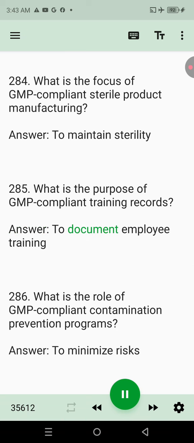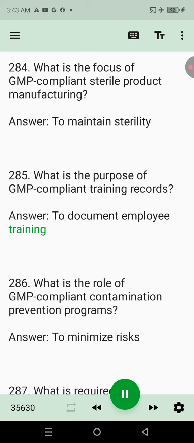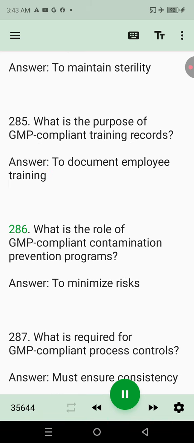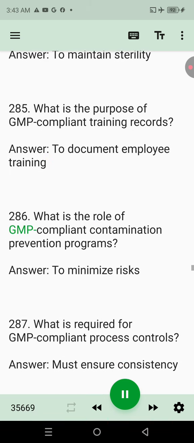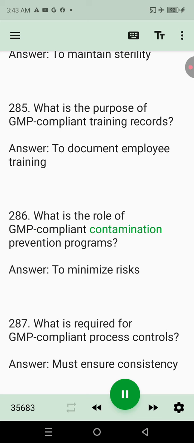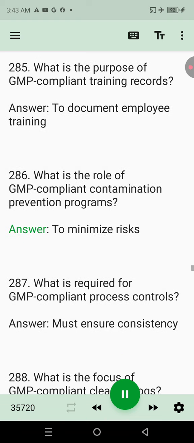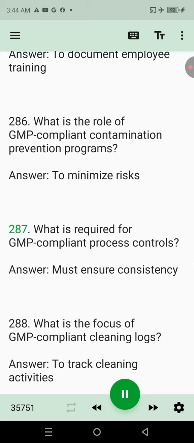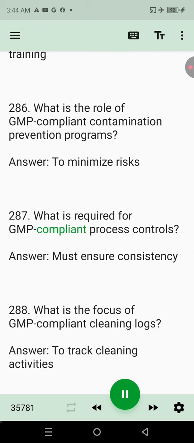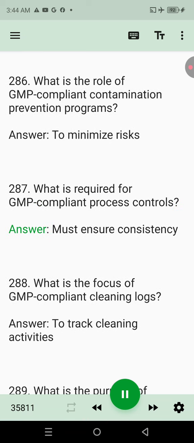Answer: to document employee training. 286. What is the role of GMP-compliant contamination prevention programs? Answer: to minimize risks. 287. What is required for GMP-compliant process controls? Answer: must ensure consistency.